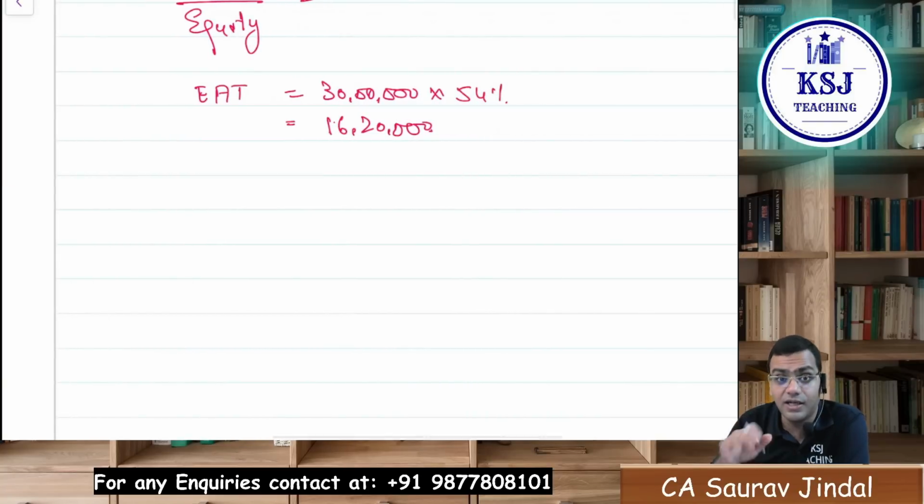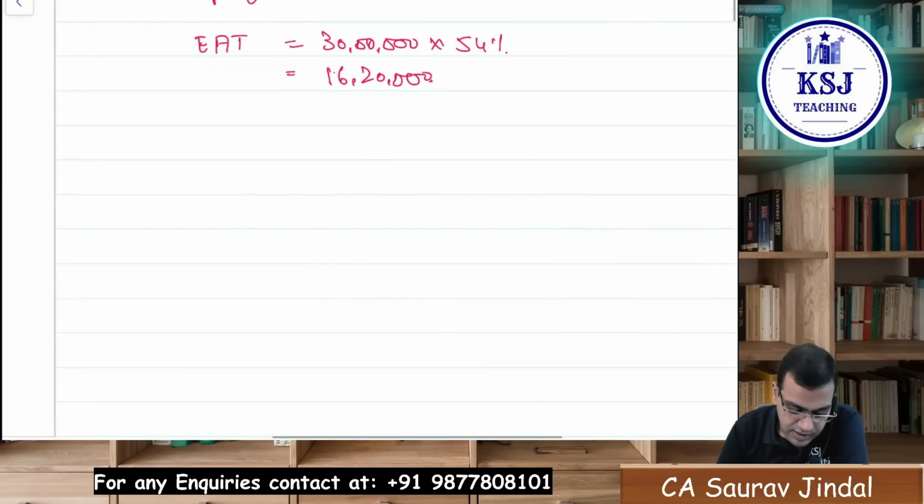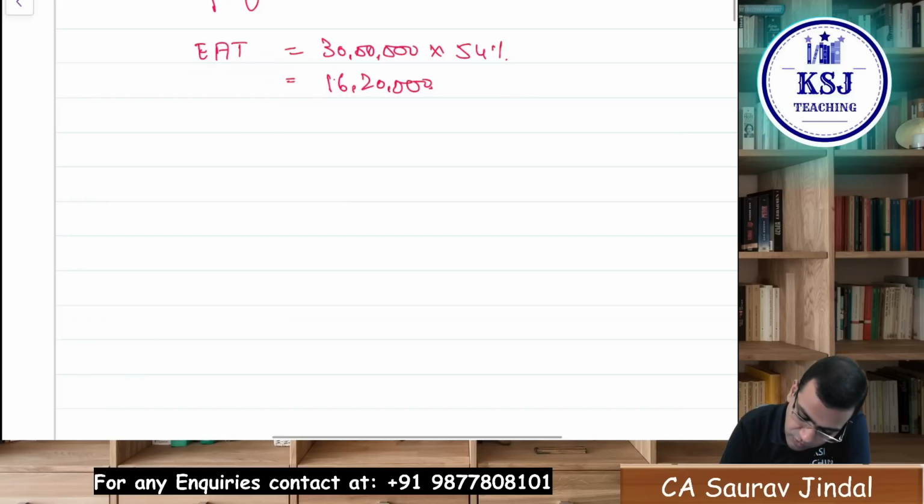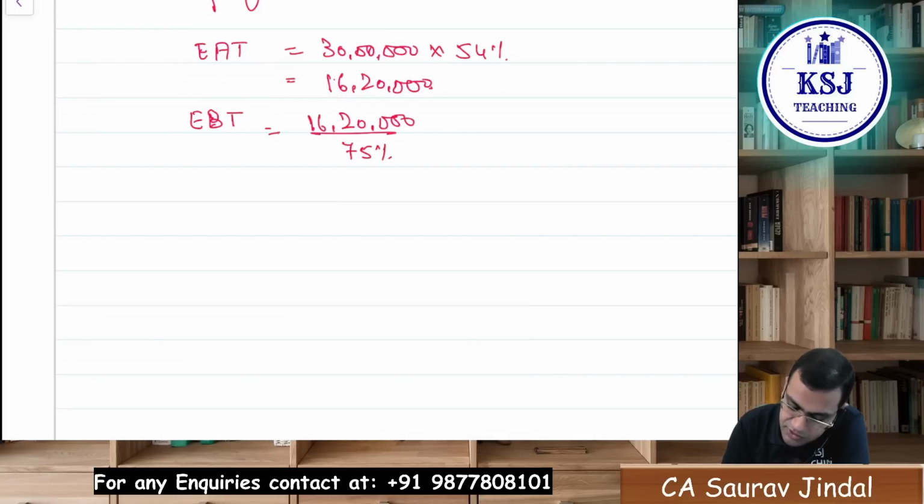Can you calculate the earnings before taxes? 25%. Yes, sir. What will be your earnings before taxes? That will be 16 lakh 20,000 divided by 75%. That comes to 21 lakh 60,000. Sir, is it the cover for interest? No, sir, not yet. We need to calculate EBIT. What will I do? I will add back interest in this.